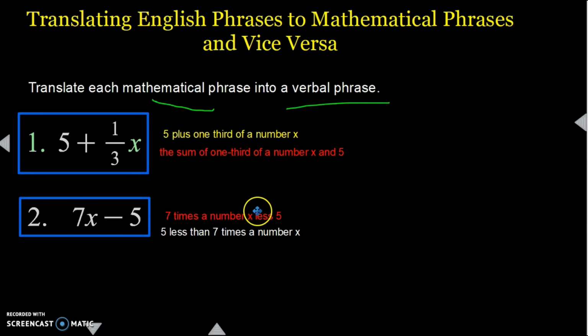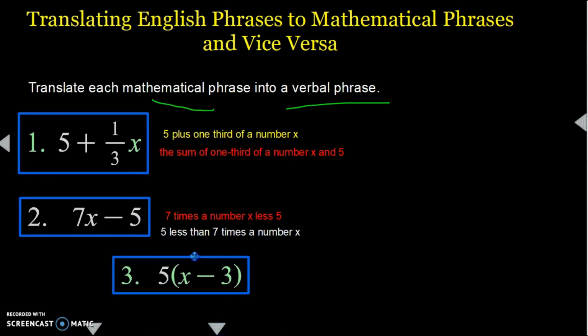And you can also have a not so familiar term, diminish. The word diminish by is a keyword in subtraction. You can simply have 7 times a number diminished by 5. So, pwede rin yun. Okay? Let's move on to the third given. The third given is 5 times the quantity of x minus 3.